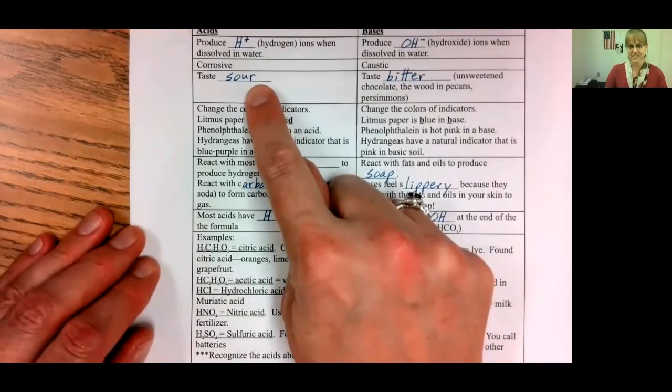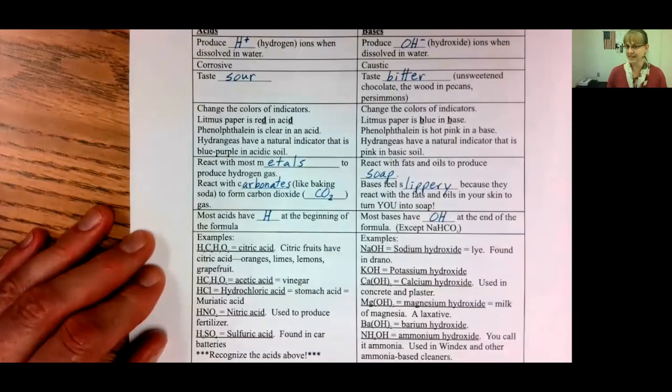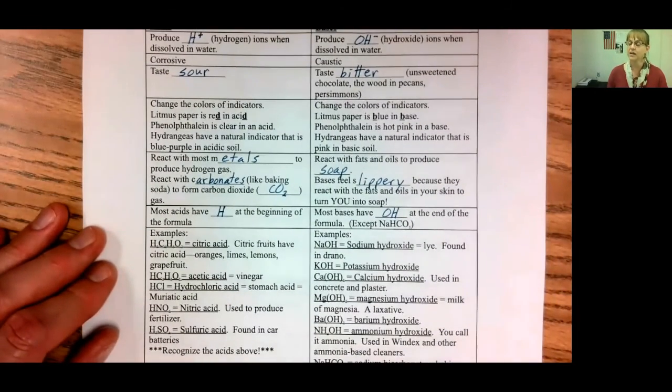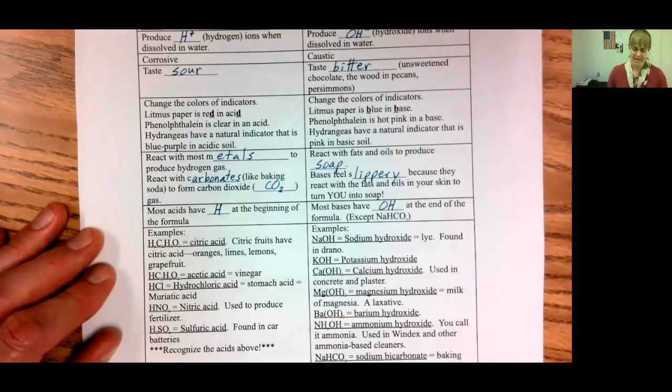Acids taste sour. For example, lemonade has that sour taste caused by the citric acid in the lemons. Citrus fruits like lemons, oranges, and grapefruit have citric acid, which is the sour taste that you have.